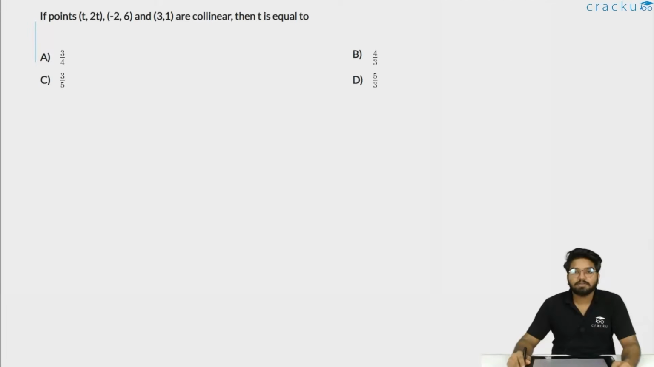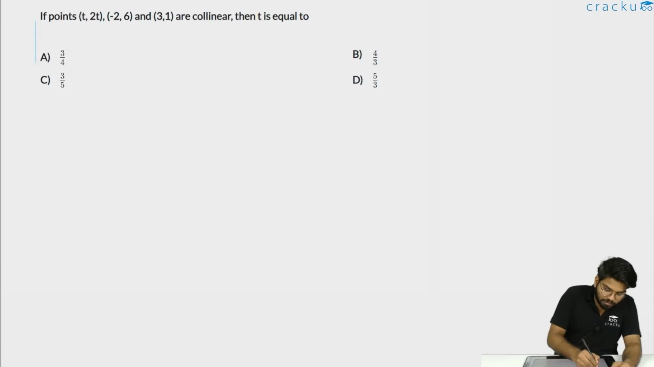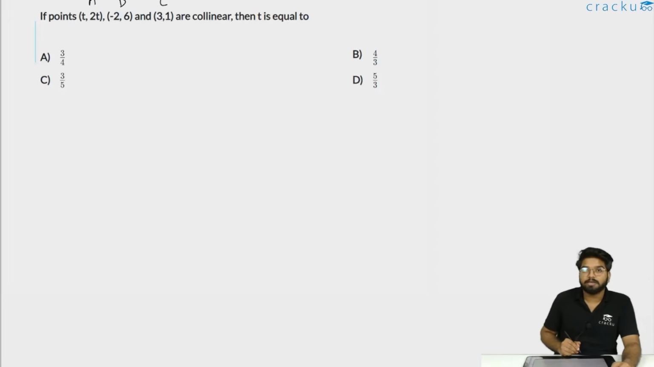Hi guys, we have this question based on coordinate geometry. It says that if the points t and 2t, minus 2 and 6, and 3 and 1 are collinear, then t is equal to what? Now we are given the condition that the points are collinear. It means that all 3 points lie on the same line. We need to find the value of t such that the points are collinear. Let's say the first point is A, the second point is B, and the third point is C.